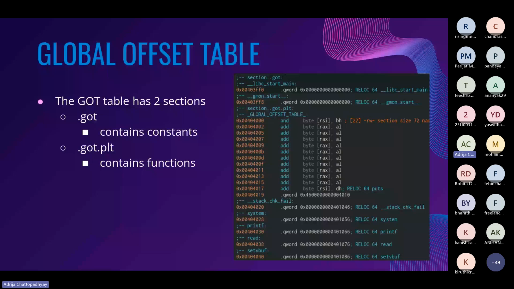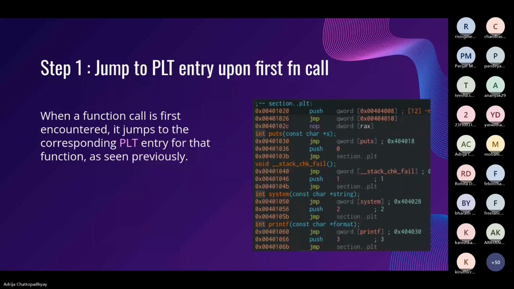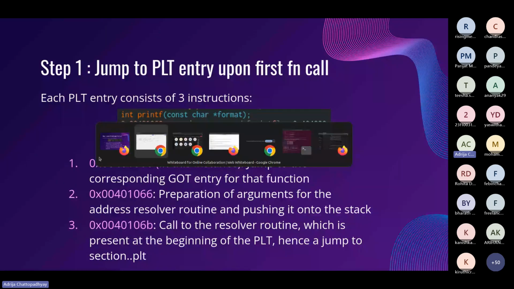Yeah, this is what I was talking about. The GOT table has two sections. Now this process of doing it twice, the first time not having it resolved and resolving it using the dynamic linker and storing it in GOT, and the second time when we run it, that is when we resolve it. This entire process is called lazy binding. So the first time it's called, it jumps to the PLT entry and it jumps to the corresponding GOT entry for that function. Okay, we'll just do the demonstration.